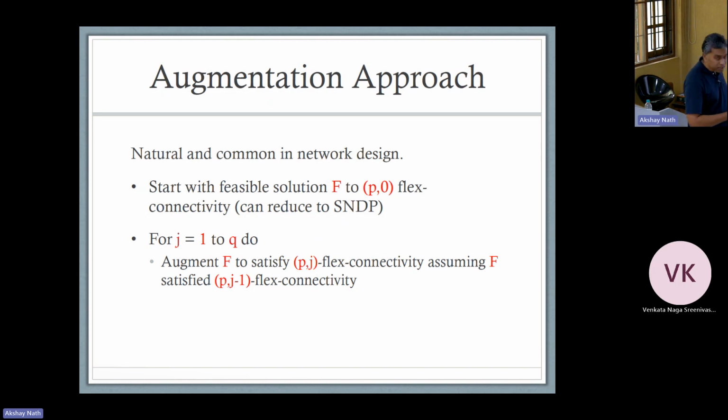That's the name. So you start with the simpler problem where you say no unsafe edges can fail. That's P0 connectivity. Then you're saying, I want some edge connectivity between some pair, and that you can solve using the standard problems. Then you say, I need to allow one unsafe edge to fail. Then I augment my solution to guarantee that. Then I say, I need to allow two edges to fail. So I try to increase Q from 0 to my requirement. So we'll see why that is useful.